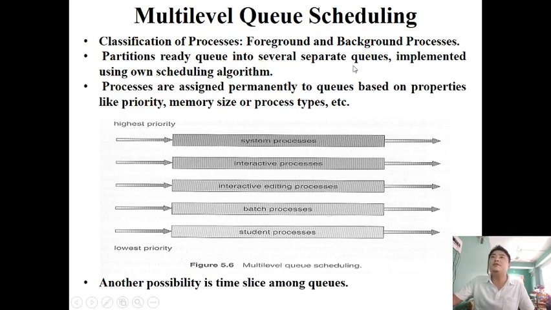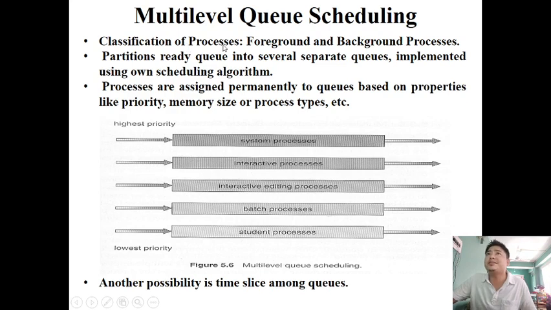Now each and every different queue is implemented with its own CPU scheduling algorithm. For example, the foreground queue is implemented using RR, and the background queue is implemented with the help of FCFS. That way you can implement it.